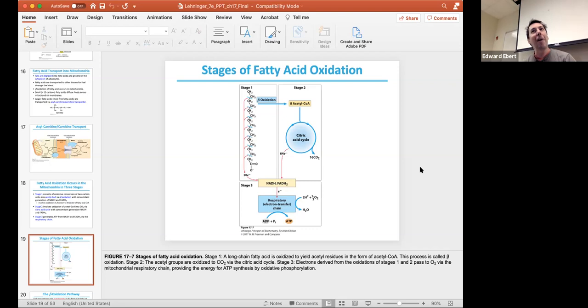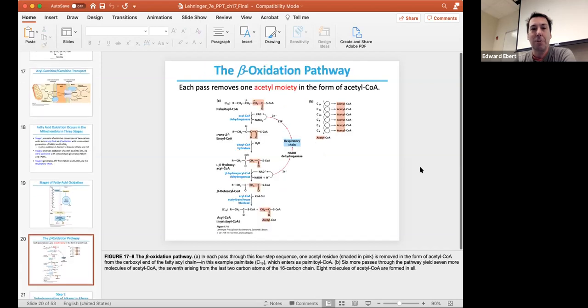So we've kind of gone backwards here. The very first thing we talked about was stage 3, the OXPHOS, our respiratory chain. In the previous chapter, we talked about stage 2, the citric acid cycle. So now we go to stage 1, the beta oxidation. There are all sorts of little funky things that happen here, but the primary thing is we're just going to cleave off 2 carbons at a time to make acetyl-CoA.